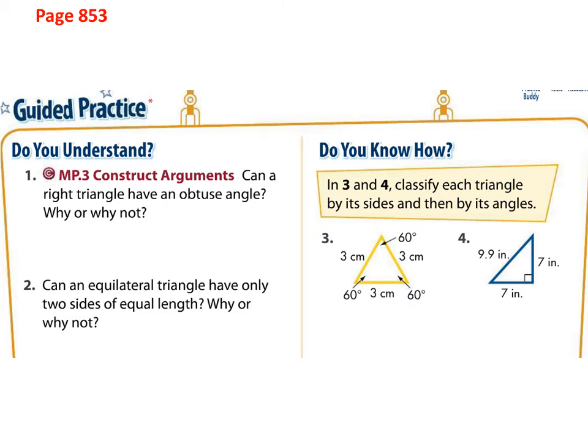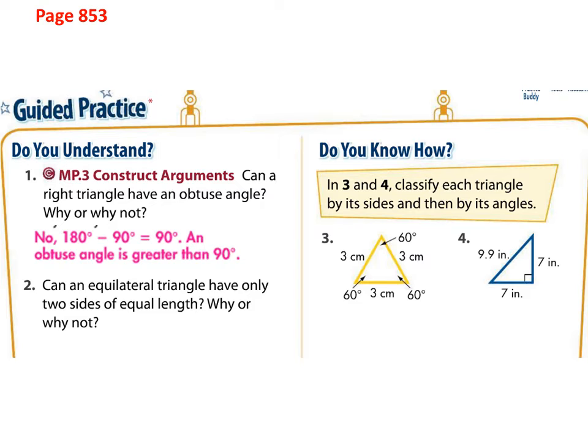Page 853. Question 1. Can a right triangle have an obtuse angle? Why or why not? The answer, no. Because 180, of course, 180 is the sum of the measures of the angles of any triangle, minus 90 equals 90. So an obtuse angle must be greater than 90 degrees.